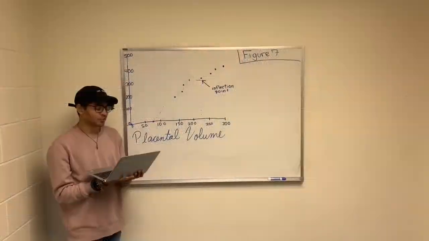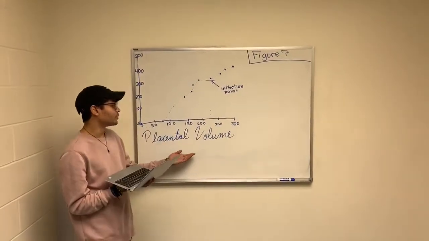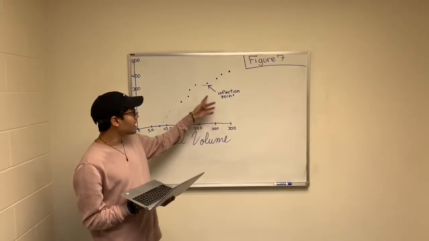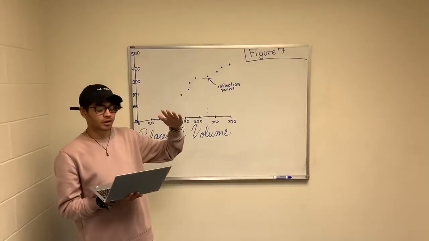We found the inflection point by calculating the second derivative of figure 7, which shows the placental volume. We can see that the inflection point occurs around day 225, and we can see this because the trajectory of the graph goes back to an upward concavity.